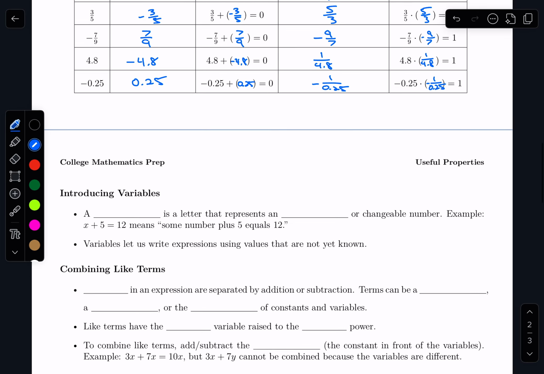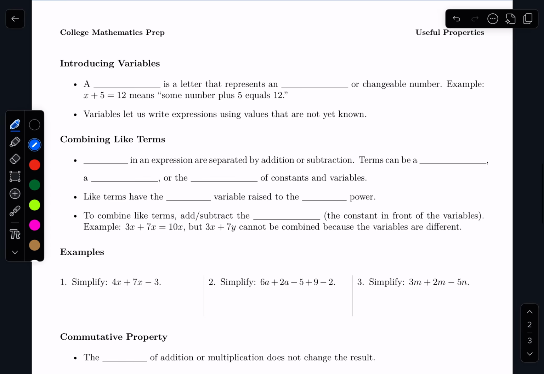Now we're going to talk a little bit about variables. And I know in this class that we have used variables already because we have substituted in for variables in previous problems, such as in the order of operations lesson. But we're going to formalize what variables are doing for us. And we're going to talk about combining like terms, which is when we are allowed to combine and not combine variables. So up there at the top, a variable is a letter that represents an unknown or a changeable number.